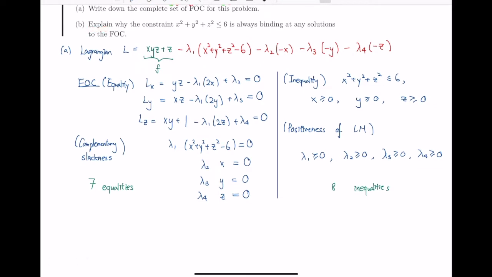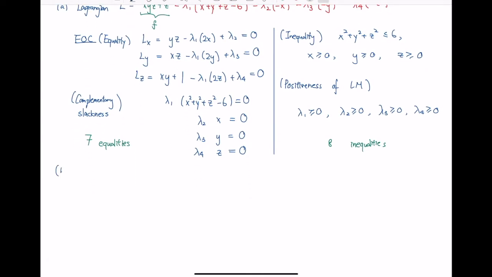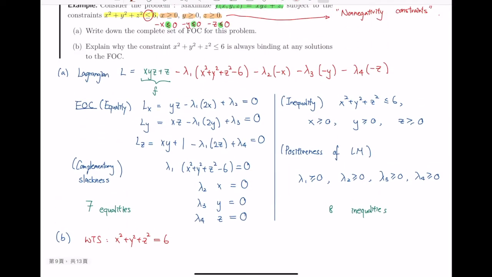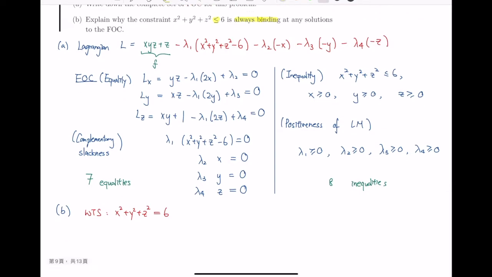Okay, part B. Part B is interesting. Explain why this constraint is always binding at any solution to the first order condition. So, explain why. So we want to show x squared plus y squared plus z squared is always equal to 6. We need to explain why the constraint is always binding. That means why the equality always holds.